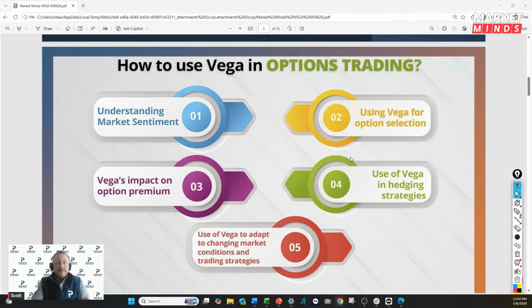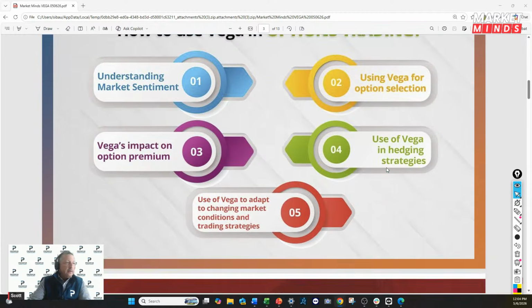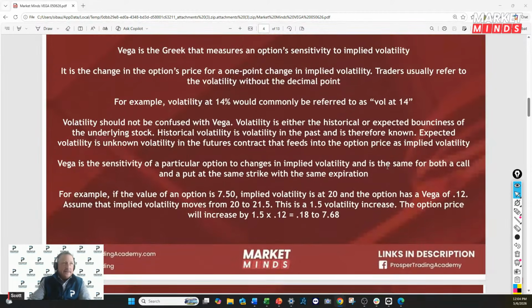Yes, very similar to implied vol. But Vega definitely has some characteristics unlike other Greeks. It's the Greek that measures an option's sensitivity to implied volatility, as we talked about yesterday. It is the change in the price of an option as implied volatility changes 1%.